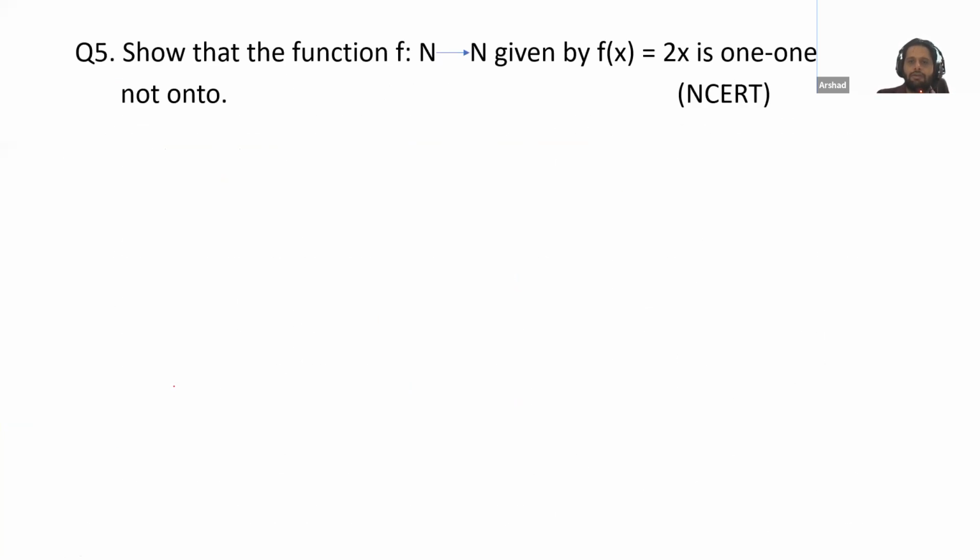Next is this. This is your NCERT question, and this is also a very, very simple question. Always please take care of the set. Whenever you get a question, always take care of the set, because the same function can be one-one for any other set, maybe not one-one for natural numbers. So you need to show that this function is one-one but not onto. If this is one-one, you have the standard method, show that this is one-one. And for not onto, give me an example for which this is not onto. Please try to solve this question. I will give you 3 minutes for this.